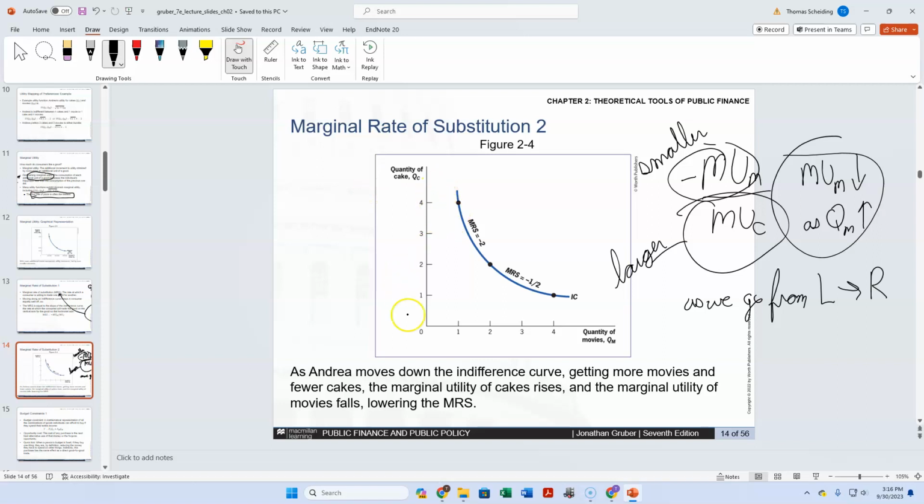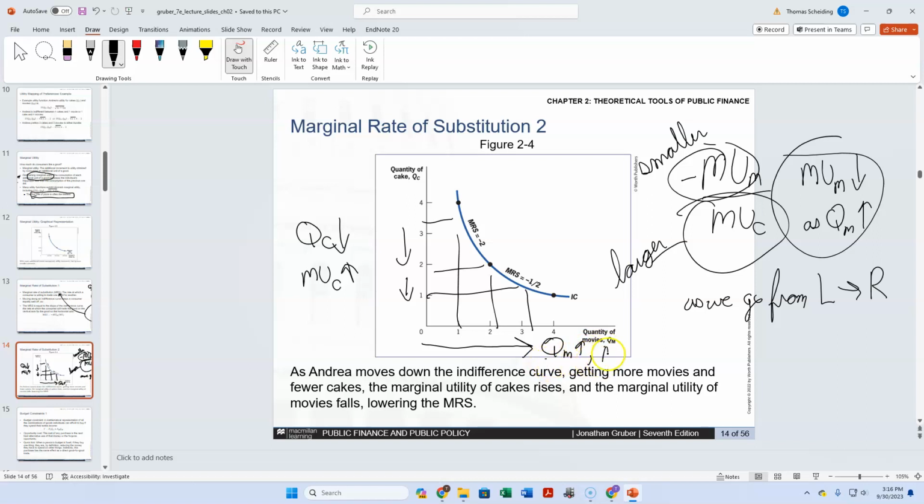So as we read this graph from left to right, let's say we add particular points, we can see that our quantity of cakes is falling. So quantity of cakes is falling. That would mean the marginal utility from cakes is rising because I've got less of them, and that over here, my quantity of movies is increasing. That means that my marginal utility of movies is falling. So I've got a numerator that's decreasing. I've got a denominator that's increasing. That just means that the slope is getting even smaller and smaller.